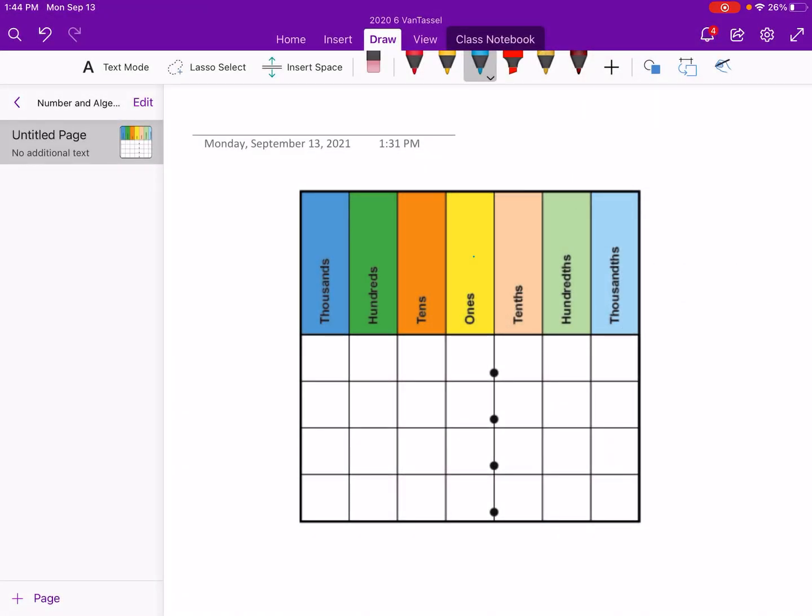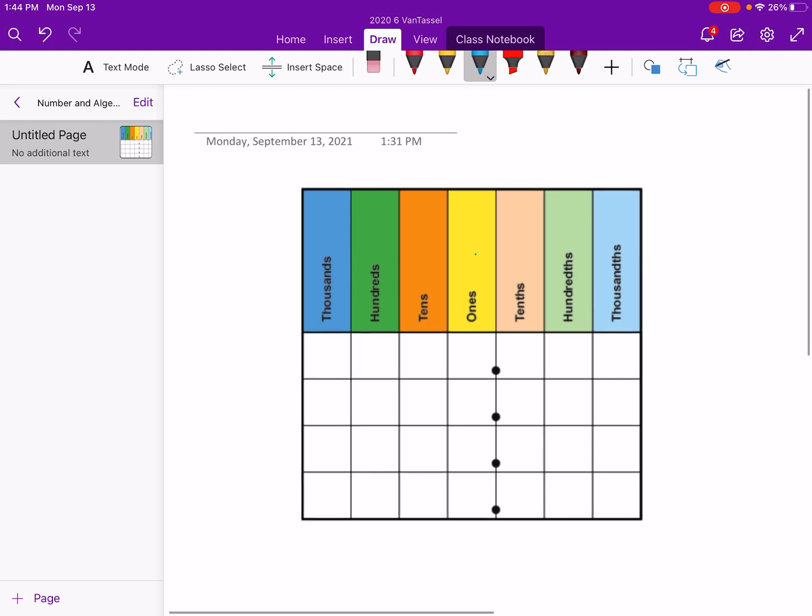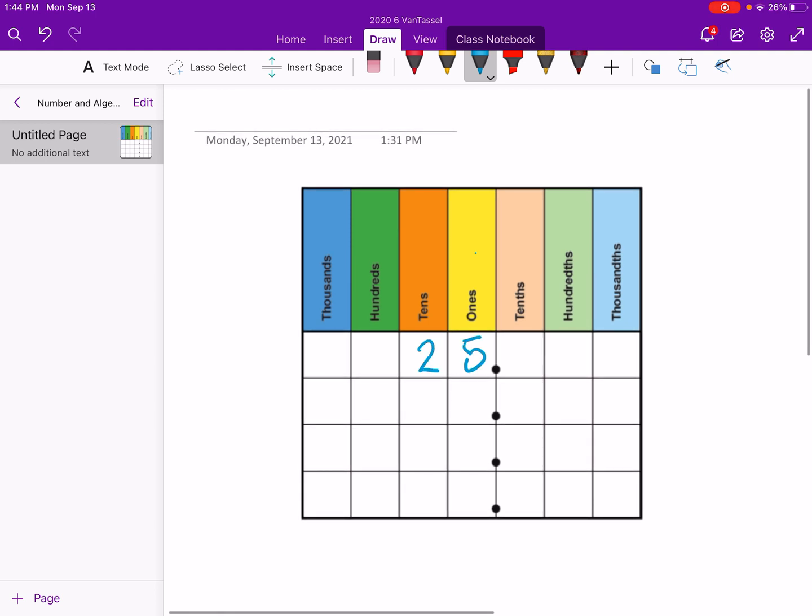So this is the place value chart. I'm going to put a number in here, let's say 25. Now if I'm multiplying 25 by 10, really what's happening is everything is moving one space this direction.